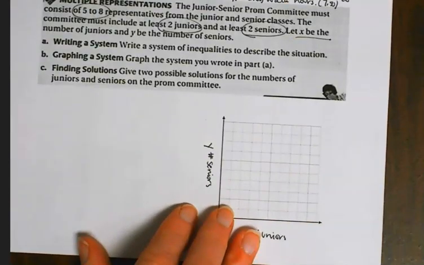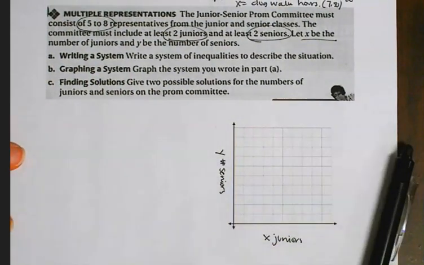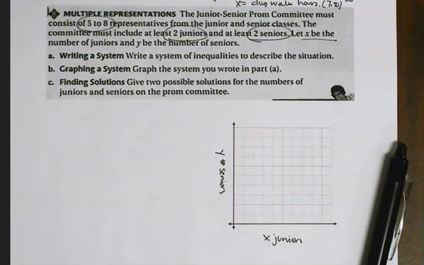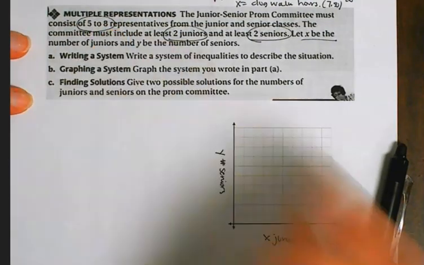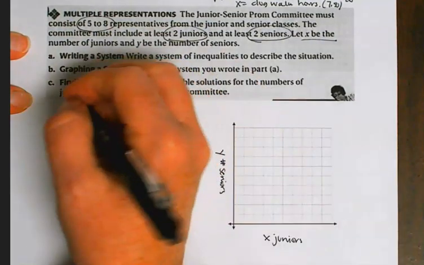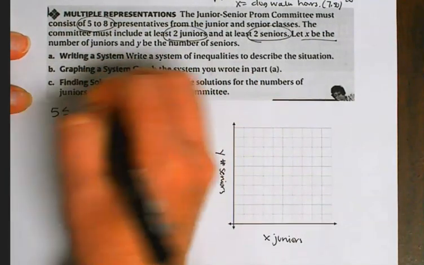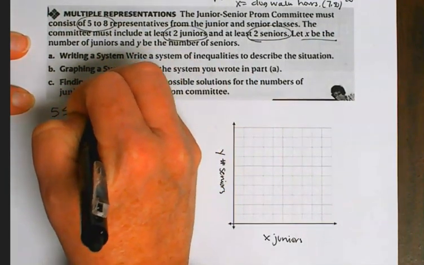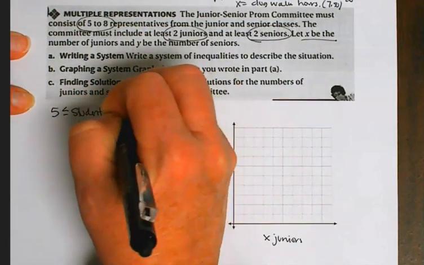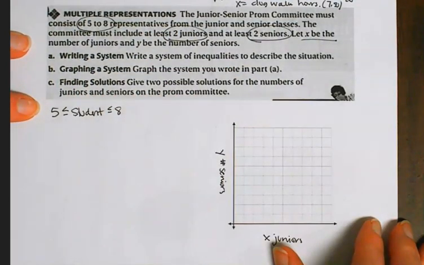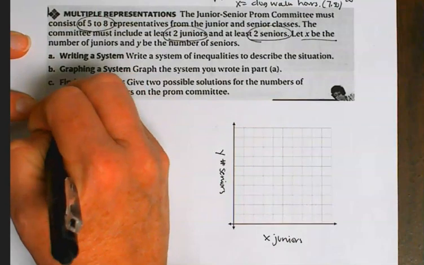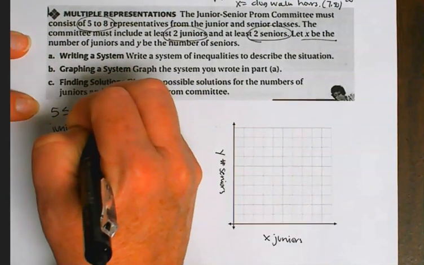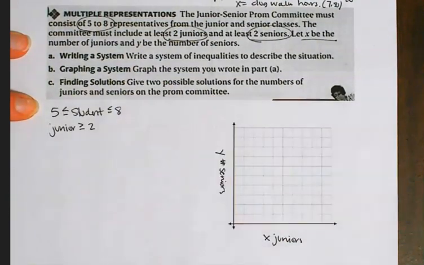And so right away in this problem, students did a number of things. Some of them went ahead and wrote out this 5 to 8 in a way that makes sense. So like a 5 is less than students. I'm going to write students because I don't know if they're juniors or seniors. It's less than or equal to 8. At least 2 juniors. So that means juniors is going to be greater than or equal to 2.